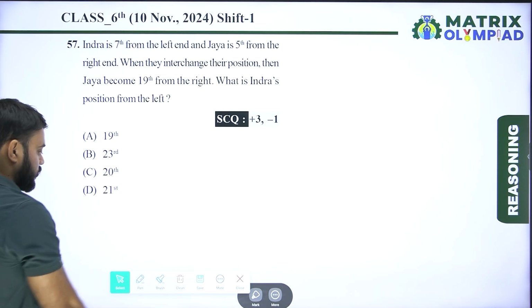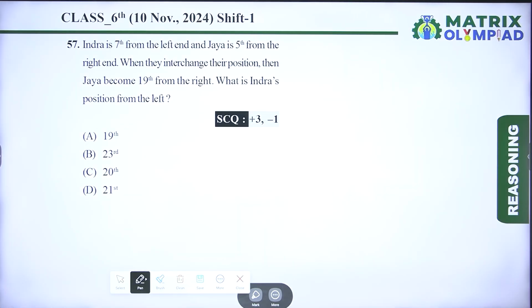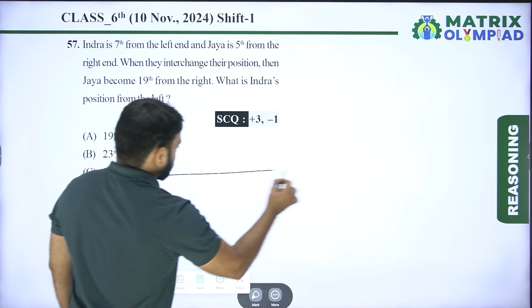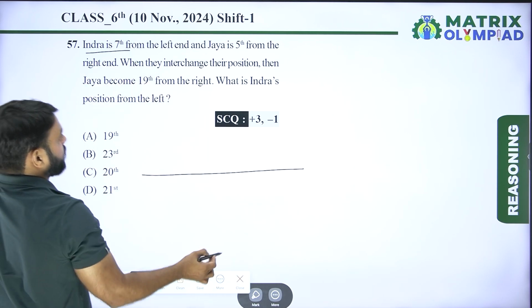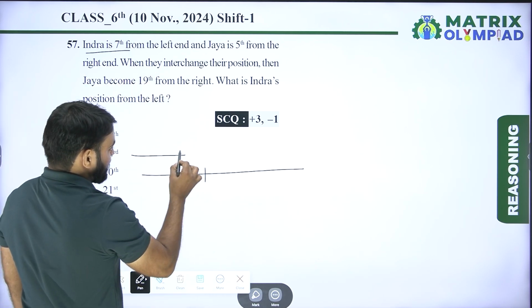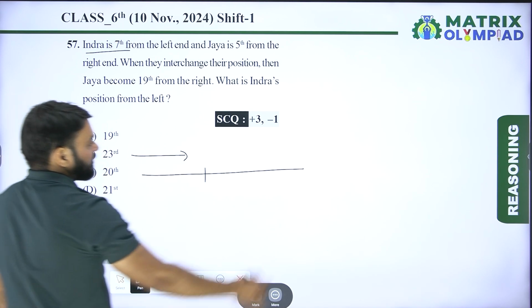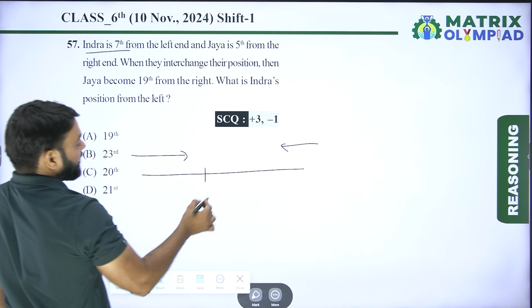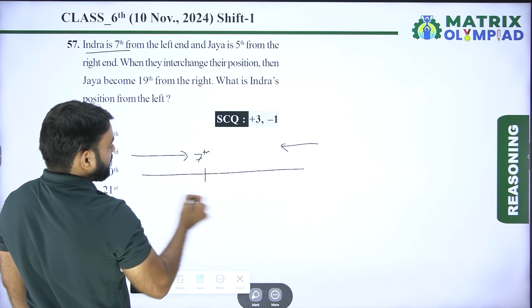So now the next question is question number 57. Indra is 7th from the left end and Jaya is 5th from the right end. When they interchange their position, then Jaya becomes 19th from the right. What is Indra's position from the left? So in a row, the position of Indra is 7th from the left. So this is the left side of the row and this is the right end of the row. Now the position of Indra is 7th from the left.